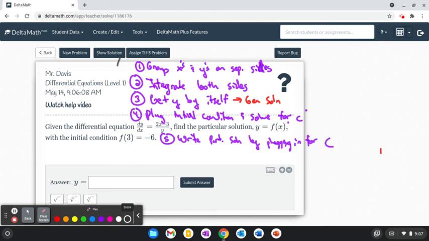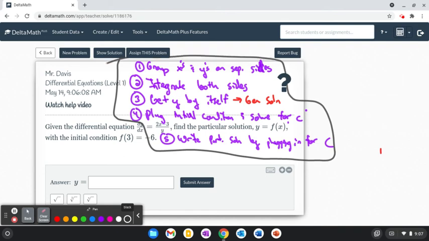So if this was a traditional classroom, I would write out some steps like this. I'd tell you to write them down if you want to. Here's our general process: we group both on each side, integrate both sides, get the y by itself, plug in the initial condition to solve for C, and then write our particular solution by plugging C into the general solution. Okay, so let's do that.